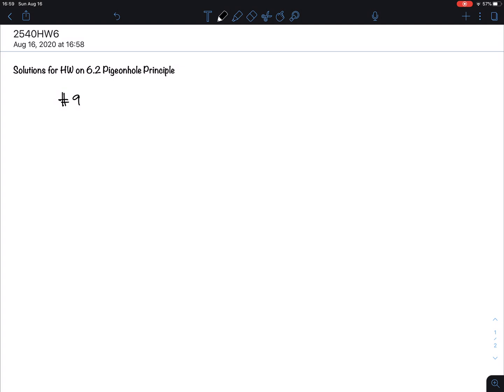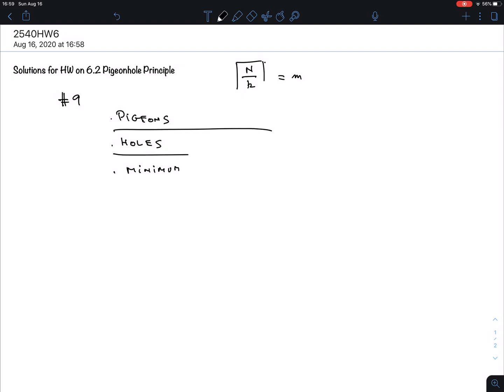Okay, so as always, we have our formula. Let me write it up here, our generalized Pigeonhole Principle. You take the ceiling of this fraction, and that's m. So n is the number. We always analyze this: what are our pigeons, what are our holes, and what is the minimum? It's a bit vague what I mean by minimum, but it's always kind of clear when we're dealing with these problems.